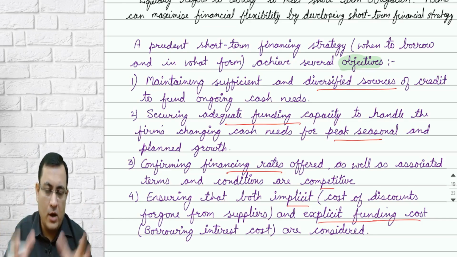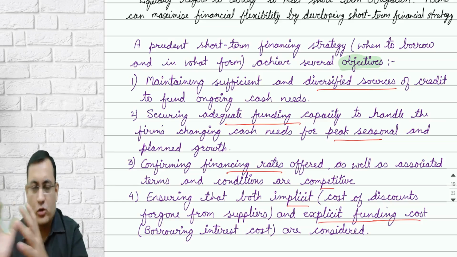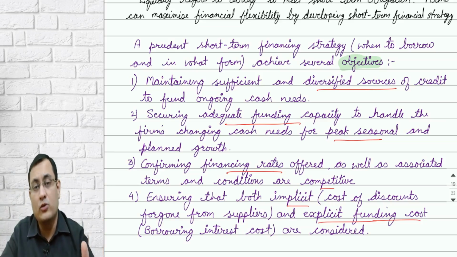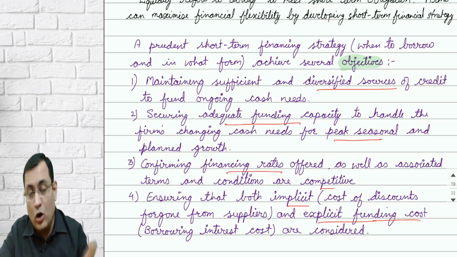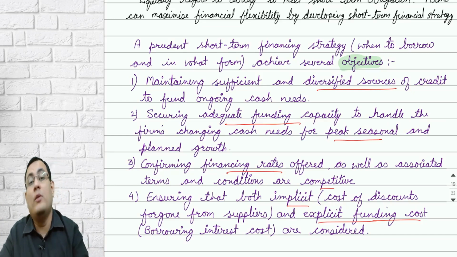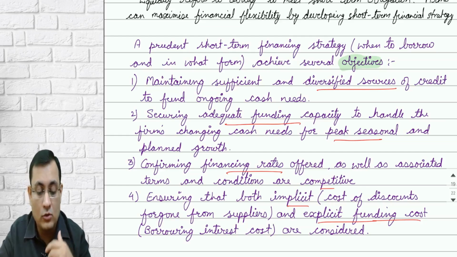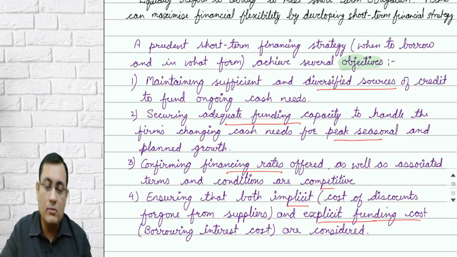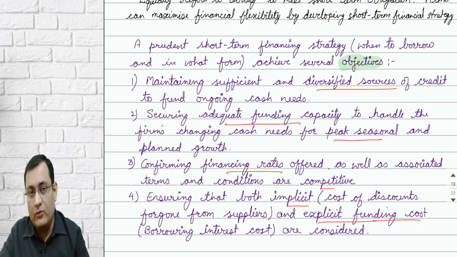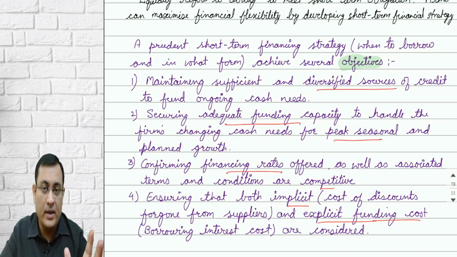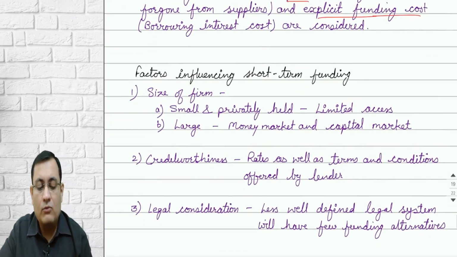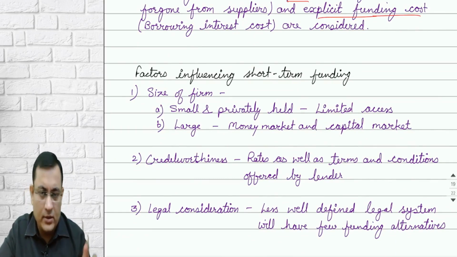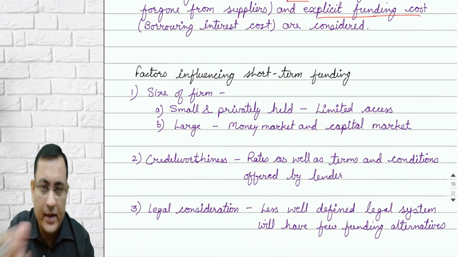Whether you should, how much cash you should be holding, what sources you should have. Multiple sources should be available to raise cash at the time of requirement. The cost of raising that cash should not be non-competitive, and both types of cost, implicit and explicit, should be considered when you are raising your short-term finance for your liquidity needs.